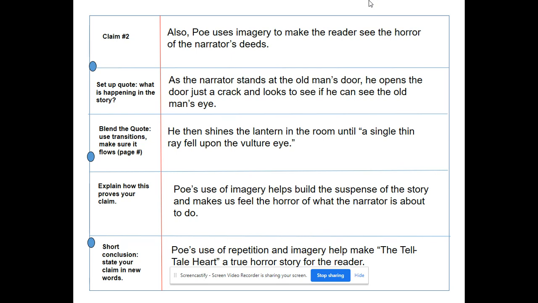You have two different graphic organizers in your packet. If this is too difficult, I'm going to post the other one in Google Classroom as well, so you can use those examples. You must use different quotes than I have used and use your own words. Remember, you can choose from imagery, irony, or repetition, 2 out of the 3. Okay, always 2 claims. If you have questions, you can contact your teacher. We're around to help you.